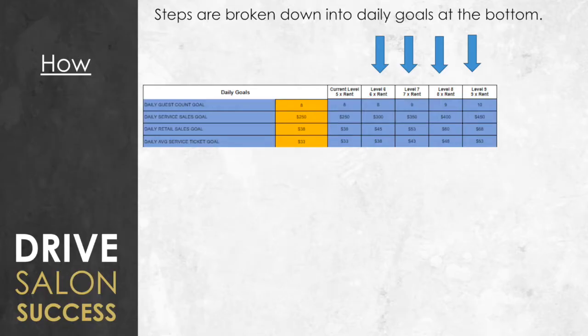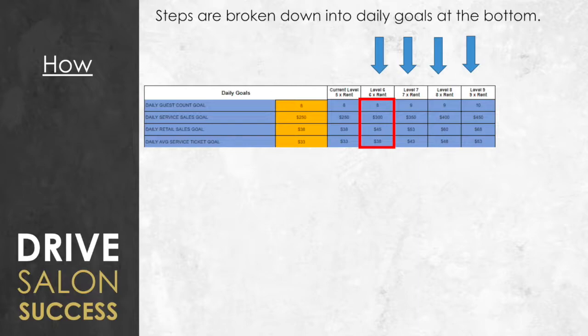So here in our example, we see that this stylist doesn't need to do more clients to make that extra $10,000 a year. She's doing 8 clients now. We recommend that she continue to do 8 clients a day, with the service sales goal now going from 250 to 300. So how do we earn that extra $50 a day? We've got a retail sales goal that's going up by only $7, and we've got a service ticket that's also going up by only $5.